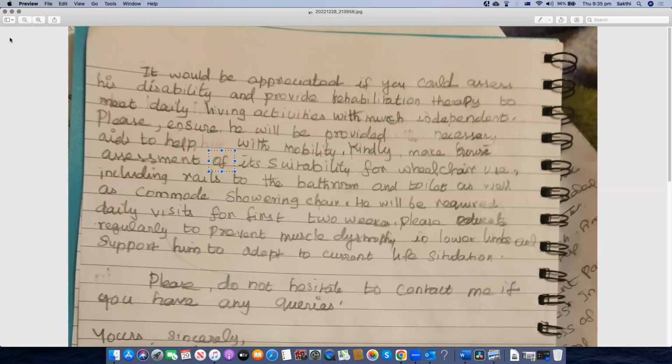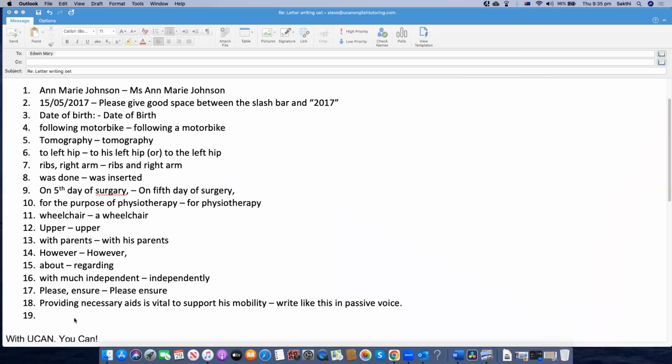So instead of writing like this, you can say house assessment is essential for its suitability for wheelchair use and rails to the bathroom and toilet, or rails in the bathroom and toilet, as well as commode showering chair. So you can write like this. In this case, "assessment of" is not correct. It should be assessment for its suitability. Okay, that's going to be the first one.